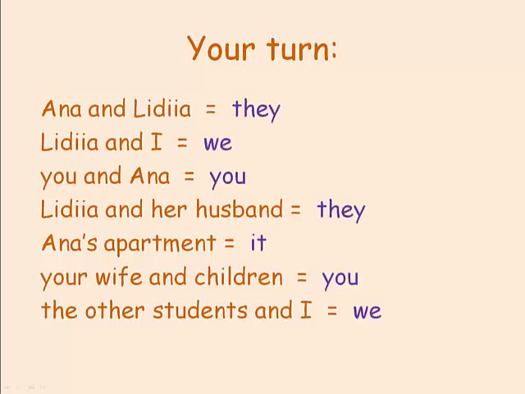Anna and Lydia is they. Lydia and I, we. You and Anna, you. Lydia and her husband, they. Anna's apartment, it. Your wife and children, you. The other students and I, we.